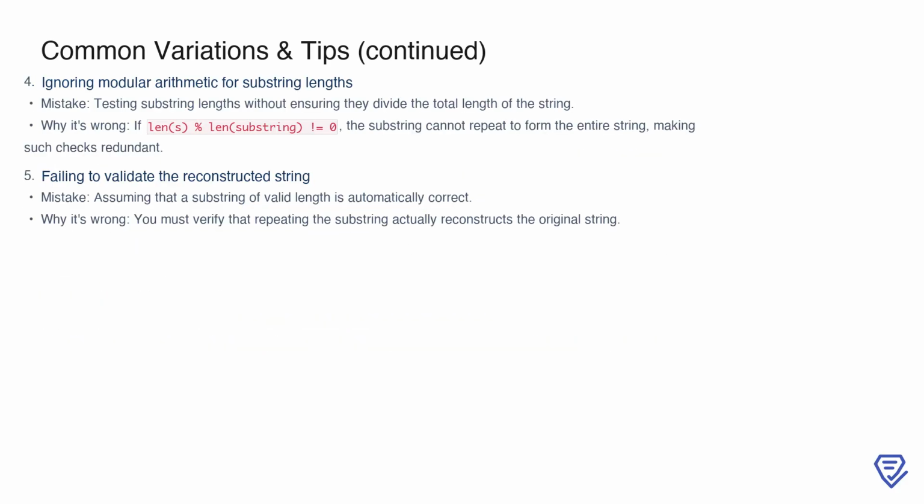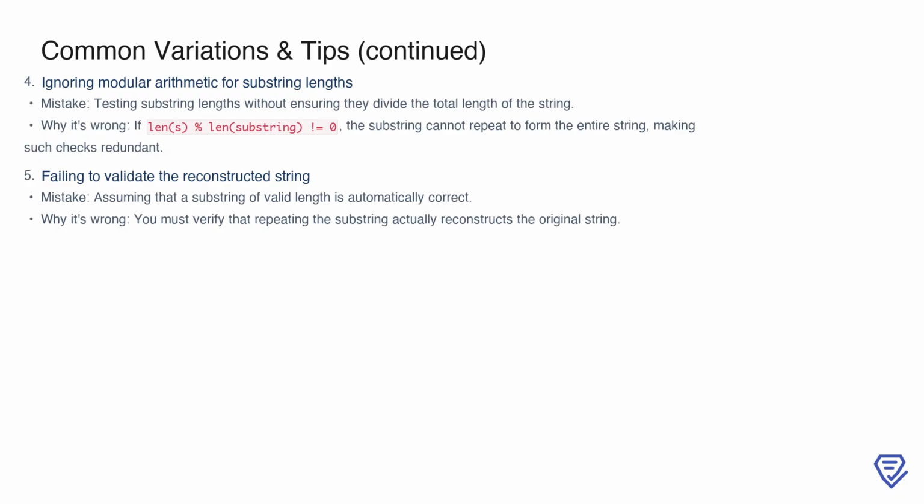Another common mistake is ignoring modular arithmetic when testing substring lengths. For a substring to repeat and form the entire string, its length must divide the total length of the string evenly. If the length of the string is not divisible by the length of the substring, it's a clear indication that the substring cannot satisfy the problem's requirements, and any further checks on it are redundant.